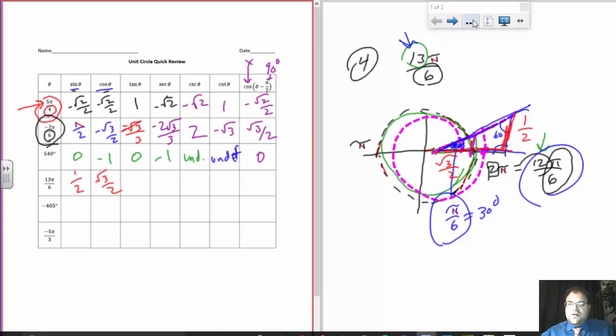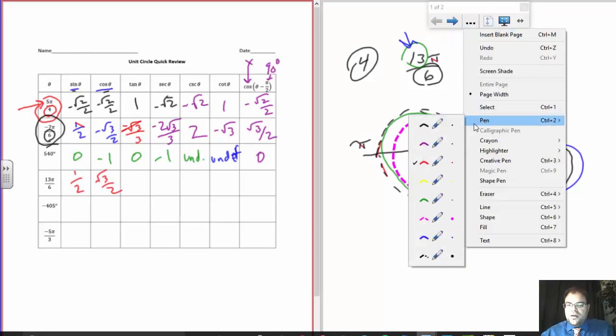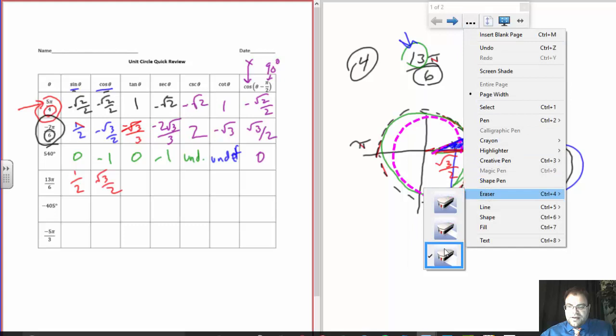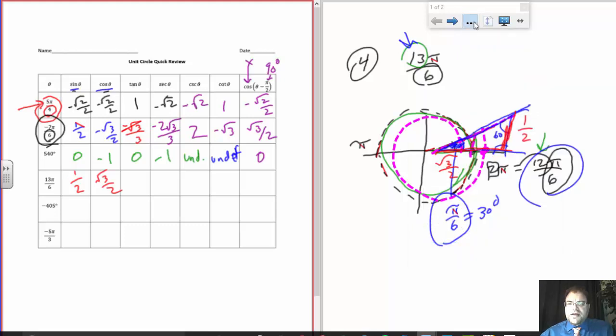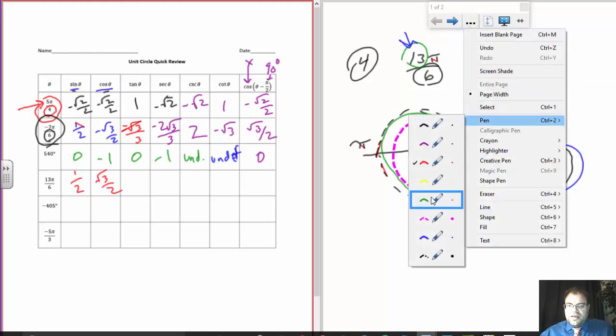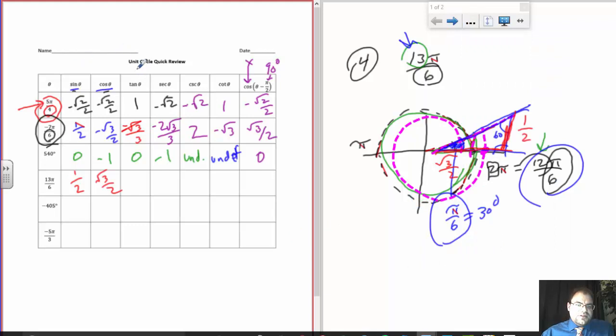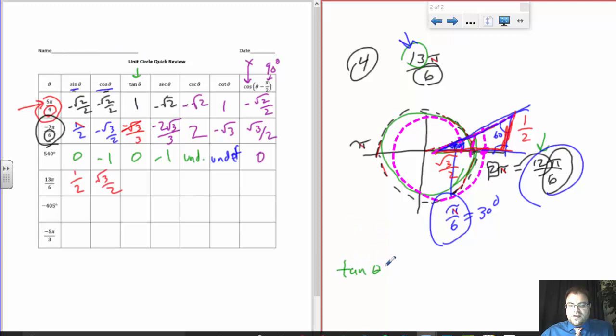So that's the idea. I really don't want to erase that, actually. I want to keep that there. But I do need to figure out what the tangent is. The tangent, you should always think of it as being sine over cosine. It's a factual statement. The sine value we know is a half. That's the y value that we got. We're going to divide it by the cosine value, which is root 3 over 2.